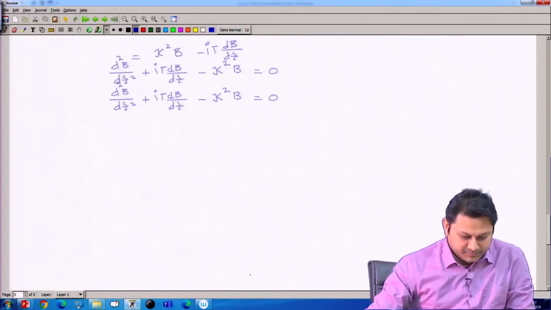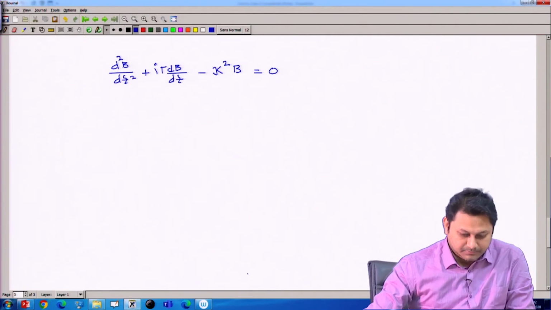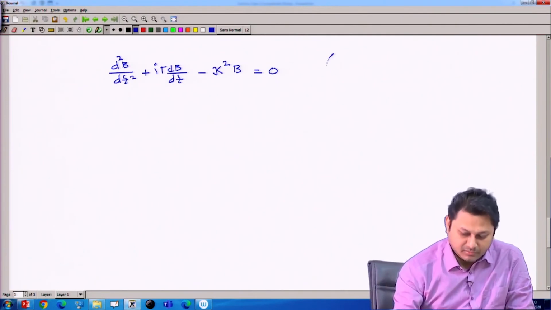So eventually I have a differential equation. After that, this is the condition, definitely when gamma is not equal to 0, needless to say.